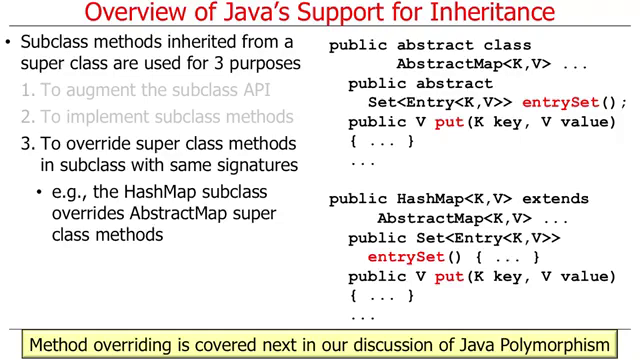This upcoming discussion will also explore the ways in which AbstractMap methods can be overridden to define different mechanisms for associating values with keys in a map and returning a view of the mappings contained in a map.